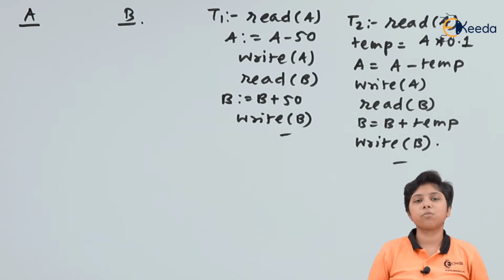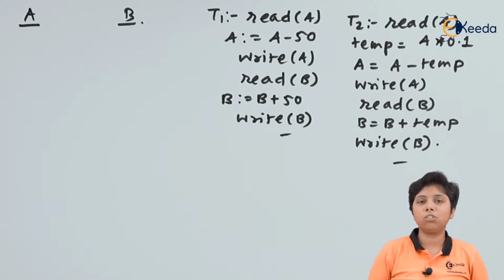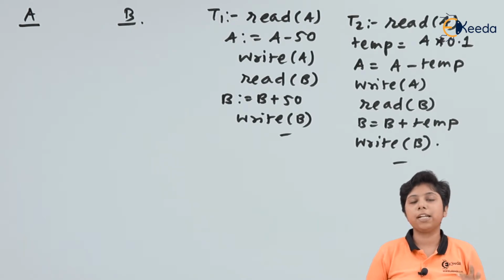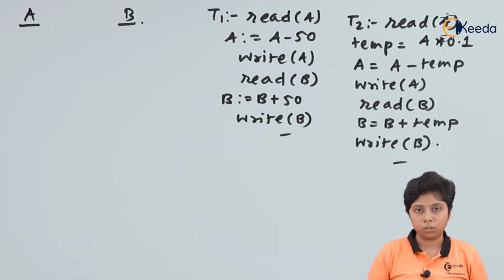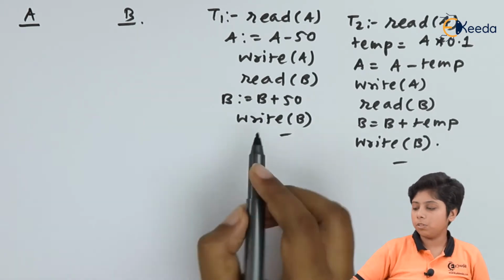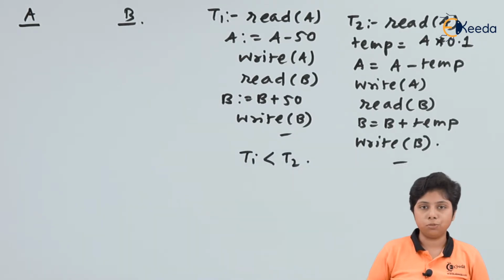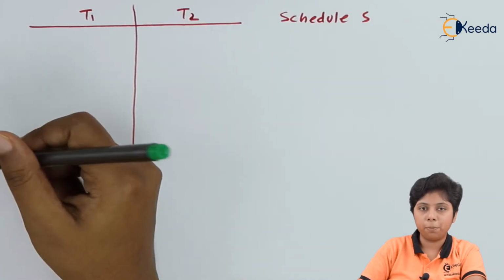Now how can we describe a schedule based on this? A schedule can be T1 followed by T2, and then T2 followed by T1. We will describe each of these cases to see whether consistency is maintained or not, and then we will introduce what a serial schedule is. First, T1 is performed before T2. So first T1 will appear here.